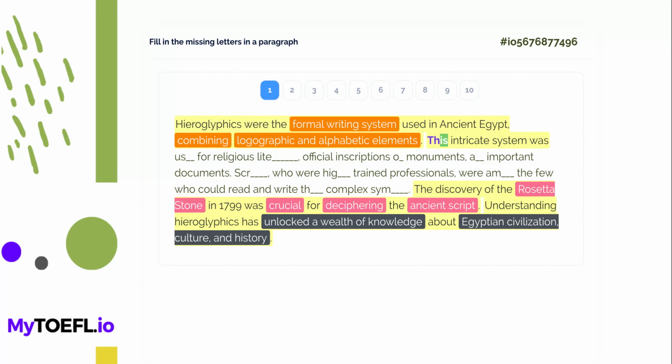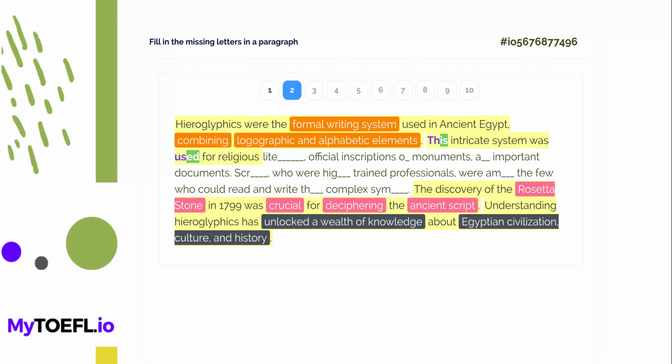Moving on to the second blank in this sentence. This intricate system was blank for religious. The question provides the letters U and S and contains two spaces. The structure here is was followed by a verb, indicating the passive voice. We are describing the function or purpose of the system. The past participle that starts with the given letters and means employed or utilized is used.